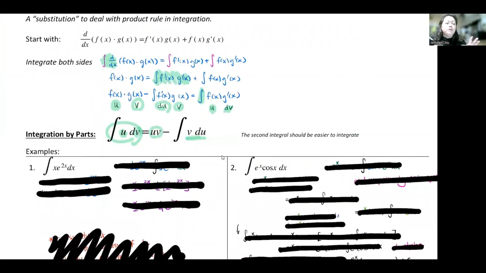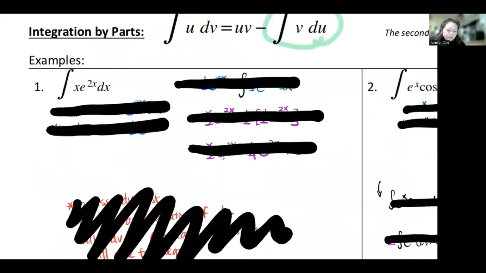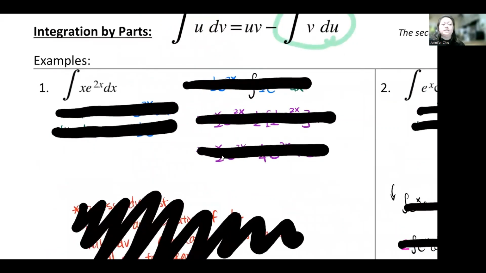So typically, once you have this set up, your integration by parts, your second integral here, let me clean this up a little bit, would be a lot easier to integrate versus what you had originally. And that's the whole point of integration by parts, that this new setup, the new integral, should be a lot easier. Okay, so we start off with a problem like this. Number one, x times e to the 2x dx, right?